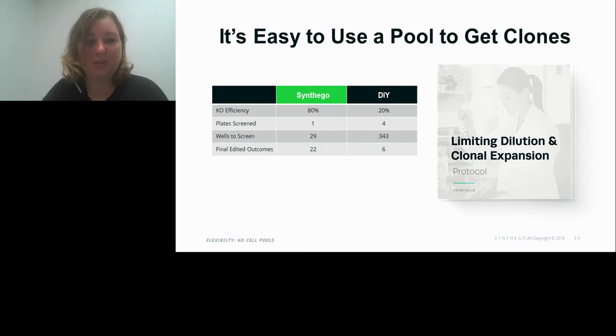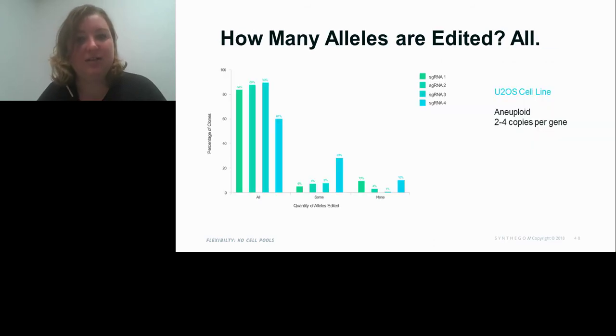The other question we often get using knockout cell pools is, well, how many alleles are actually edited in these cells? And so although we cannot see this in a pool because there's lots of different insertions and deletions that may contribute to this, when we take those pools to clonal, we're able to see what the homozygosity or heterozygosity of the edit was.